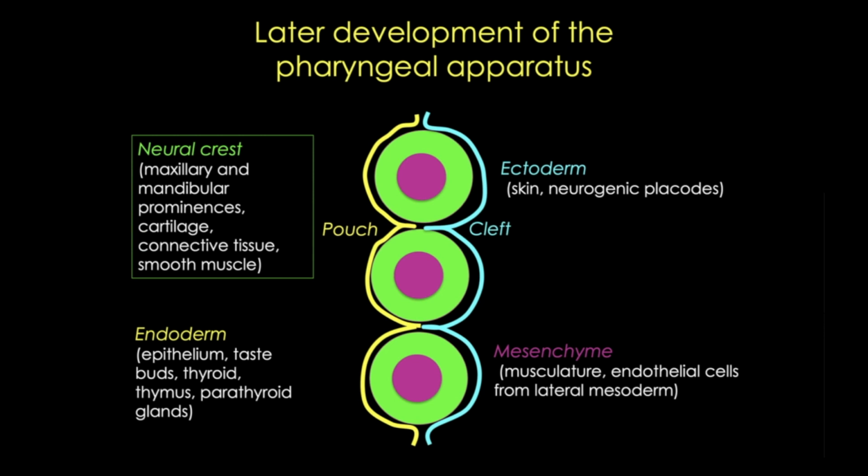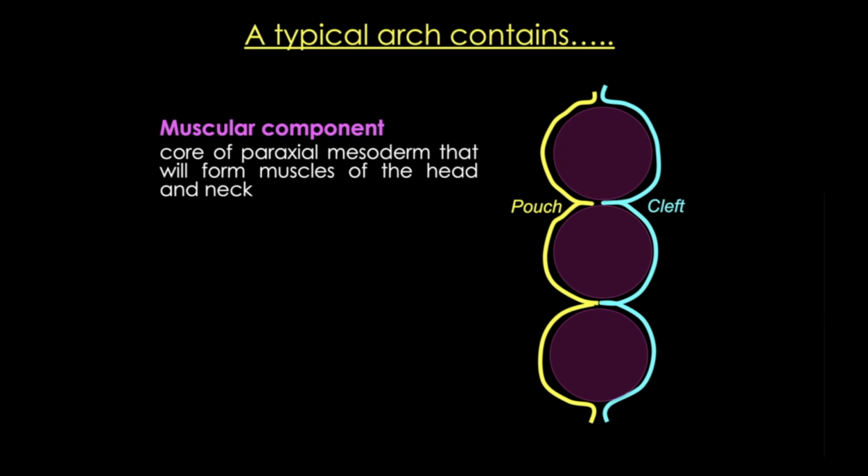We'll talk about the pouches and the clefts in part 2 of this series, but first let's talk about the components of the arch itself. We'll check out what a typical arch looks like using this same cartoon. As neural crest cells migrate into the arches, the myogenic mesoderm will also move in, forming a core muscle primordium that gives rise to head and neck muscles. Lateral plate mesoderm and invasive angioblasts will migrate in and form the aortic arches.